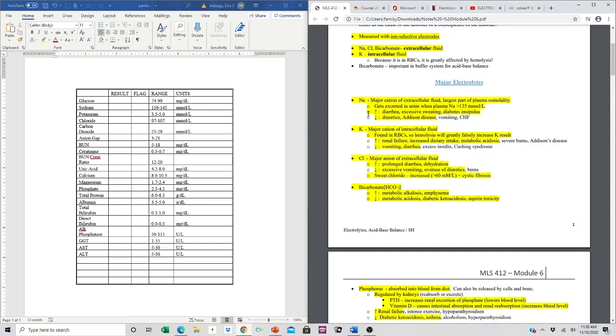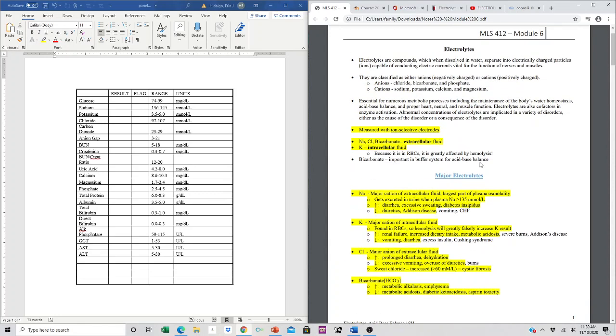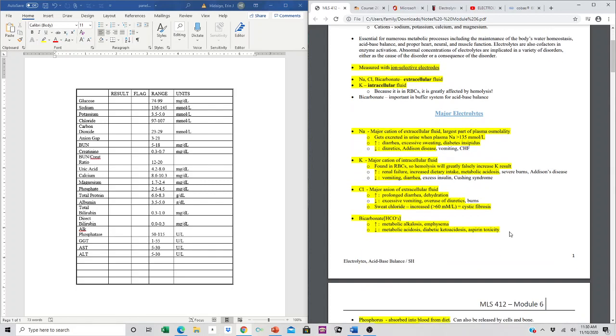Okay, the major electrolytes that we are going to go over: sodium, potassium, chloride, and bicarb. Those are the main four. Obviously, the highlighted parts you are responsible for in the exam. Sodium, major cation of the extracellular fluid, and I have up here as a refresher for y'all a little summation list so that you could see which one is which without having to flip through each one.